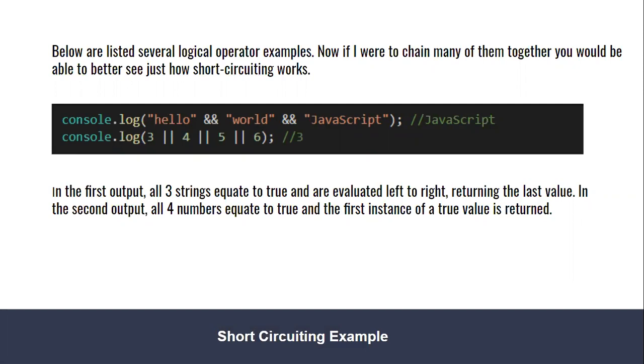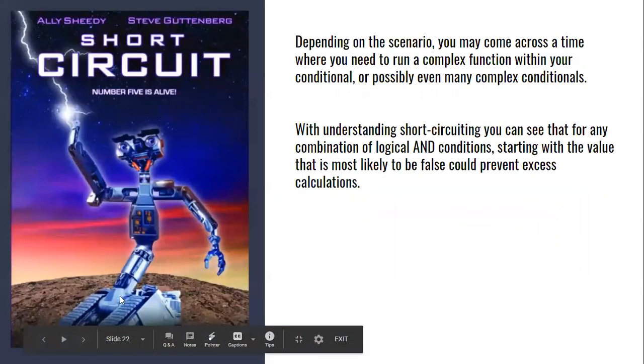But in the first input, all three strings are equal to true, and they're evaluated left to right, returning the last value. So true, true, true. In the second output, all four equate to true, and the first instance of true is returned. This is really the quirkiness of JavaScript, but basically it's saying this one satisfies true, so it exits out right away. This would evaluate true, true, true, so therefore the last true is evaluated out to true. Yes, very strange indeed.